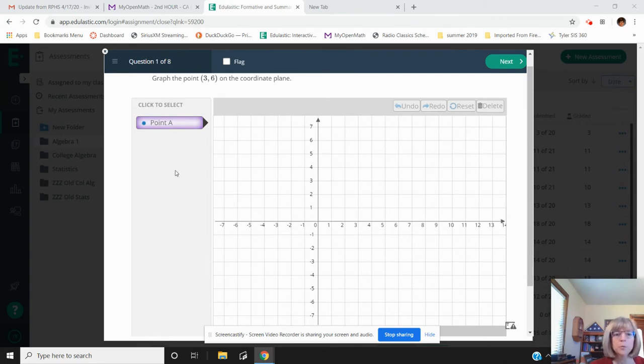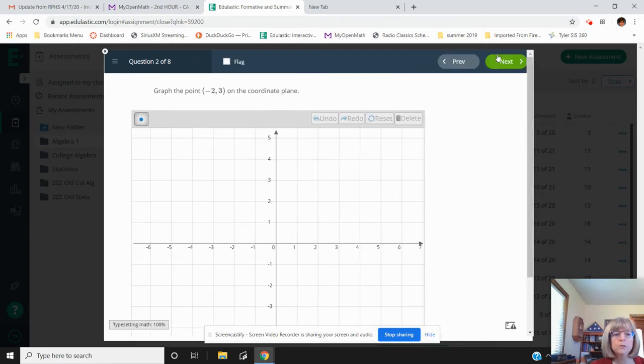So on problem number 1, you're to graph the point (3, 6). You'll click on the little crayon looking thing that says point A, and then you will start at (0, 0). The point (3, 6) is to the right 3 and up 6. You'll put a dot, and then you're ready to go on to the next one.